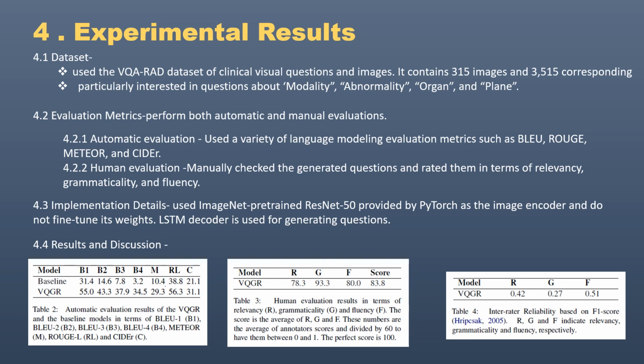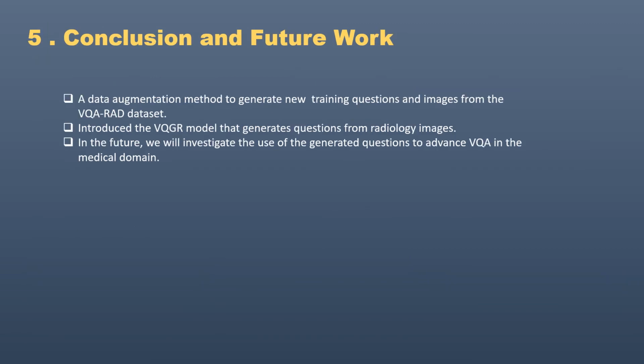Number three, implementation details. They used ImageNet pretrained ResNet-50 provided by PyTorch as the image encoder and did not fine-tune its weights. An LSTM decoder is used for generating questions. And the fourth one is results as well as discussion. Here below I have included the three tables for the discussion and results part.